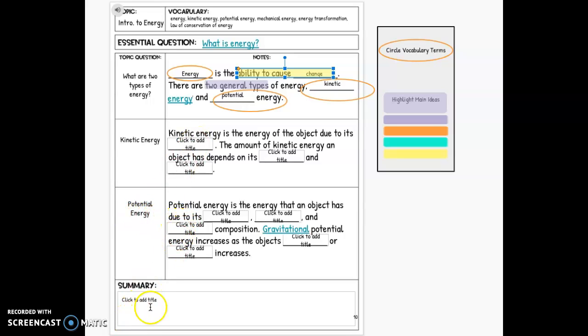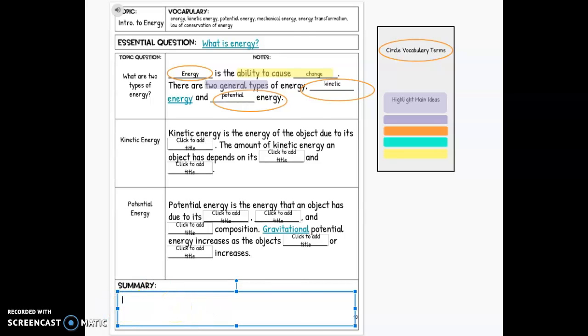Then I'm going to write a summary. My summary is going to answer my essential question. So when you think, what should I write in my summary? I'm going to write the answer to my essential question. What is energy? If I'm not sure about the answer, I might have to go back and read my notes one more time. Okay, what is energy is what you should have written in your summary.